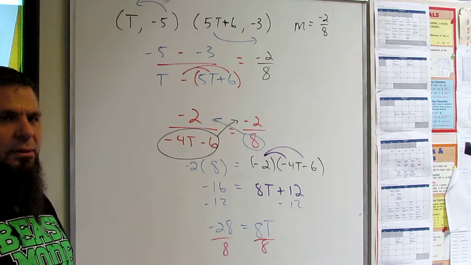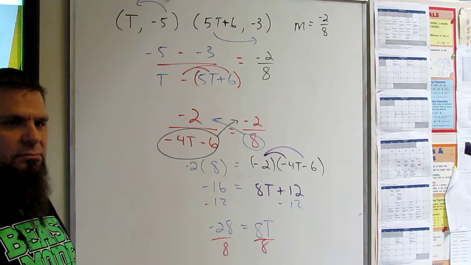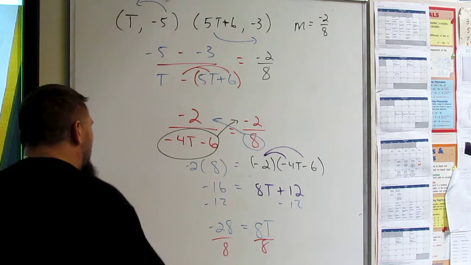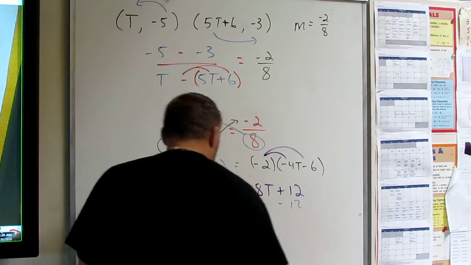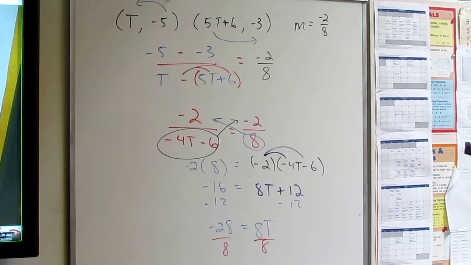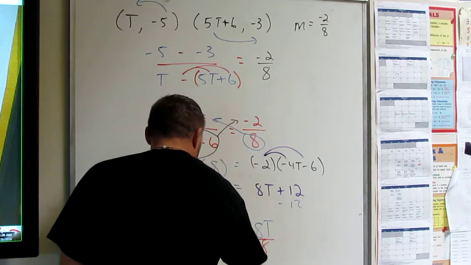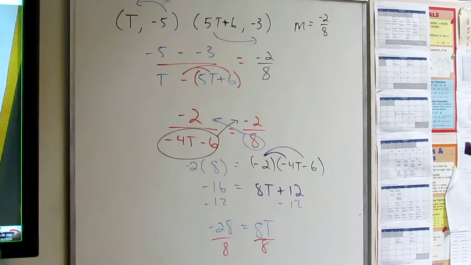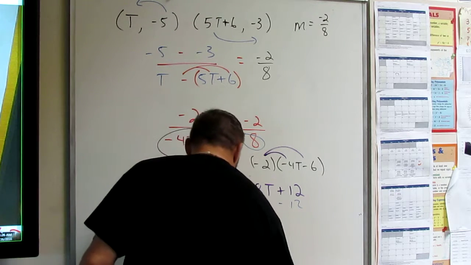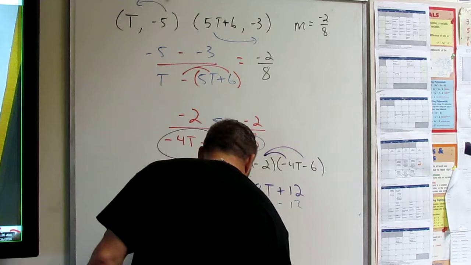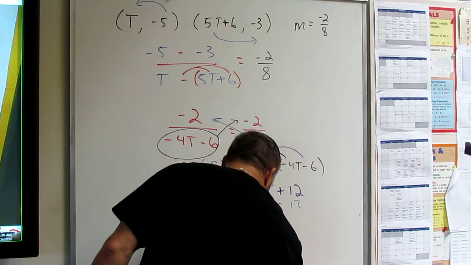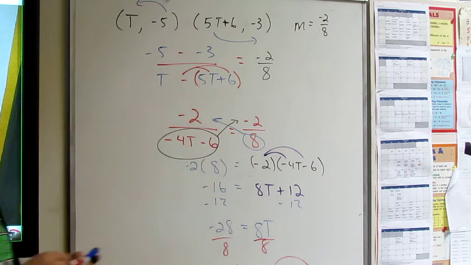8 goes into 28. I got negative 4. What's 4 times 8? 32. So negative 3 is 24, right? And then how many are left over from 24 to 28? 4 eighths. So it's 3.5. So negative 3.5.